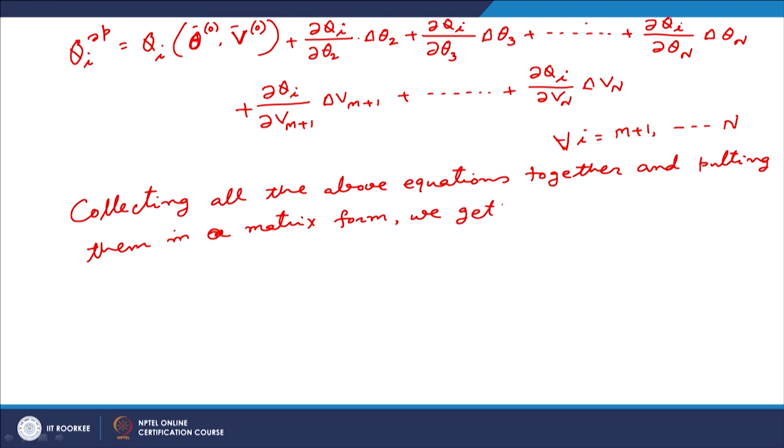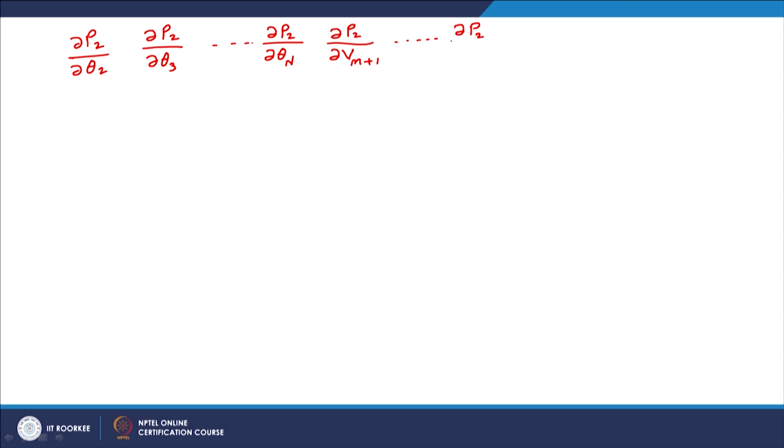So, what do I get? We get something like this: del P2 by del theta 2, del P2 by del theta 3, dot dot dot, del P2 by del theta n, then del P2 by del V m plus 1, dot dot dot, del P2 by del Vn.